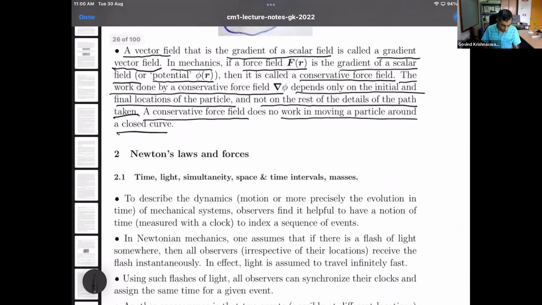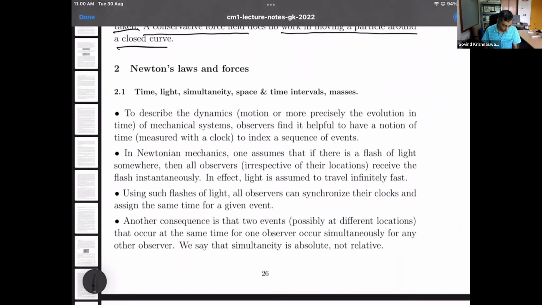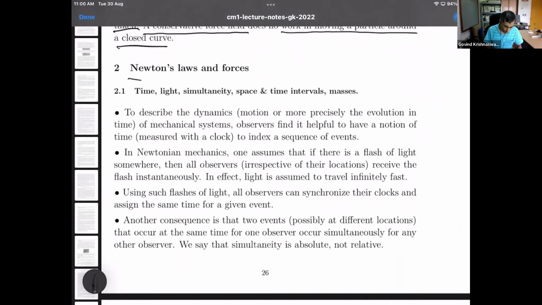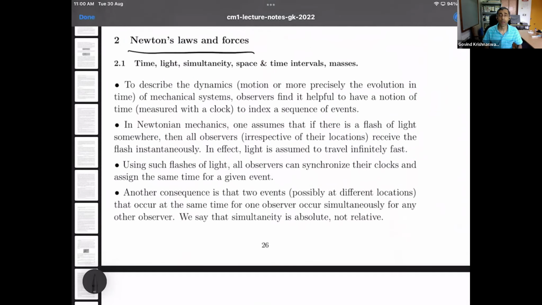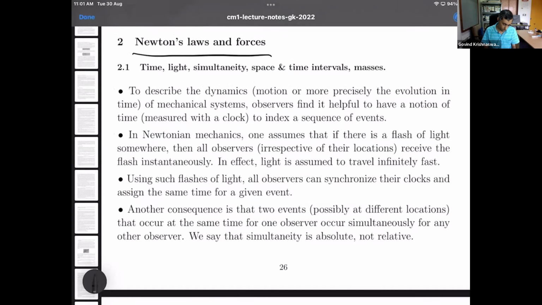Okay, now I come to discuss some of the foundational aspects of mechanics in the context of Newton's laws and forces. All right, so let me mention a few important background concepts that underlie Newtonian mechanics. Many of these things, hopefully, you are familiar with from your day-to-day experience and previous studies. So I'm going to talk about time, light, simultaneity, space and time intervals and masses.